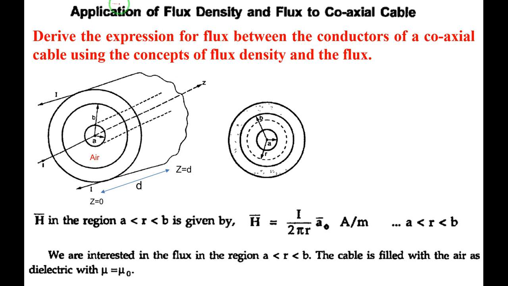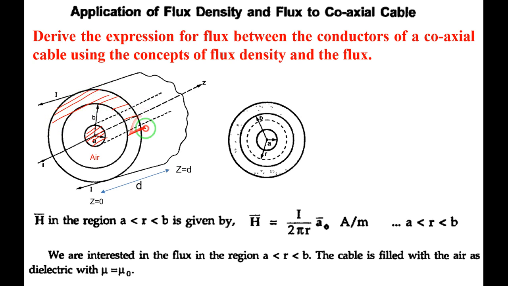Next, we'll see the application of the flux density and the flux to the coaxial cable. With the help of the flux density concept and flux, we will try to derive the expression for flux between the conductors of a coaxial cable. We'll see it, right? Okay, this is the coaxial cable, having this inner conductor with radius A, right? It is extended here. Similarly, we have the outer conductor.